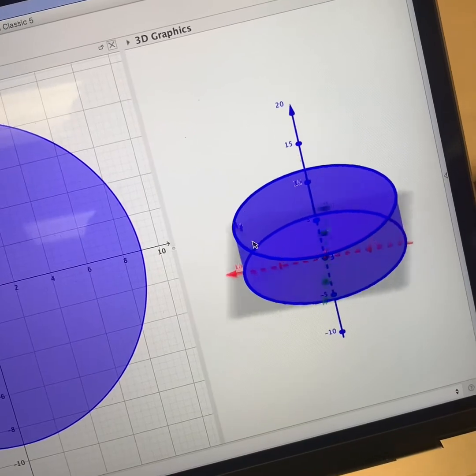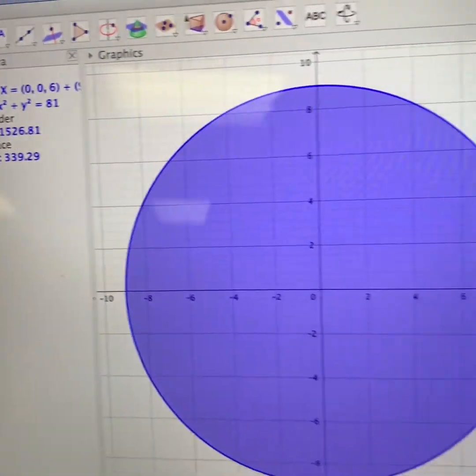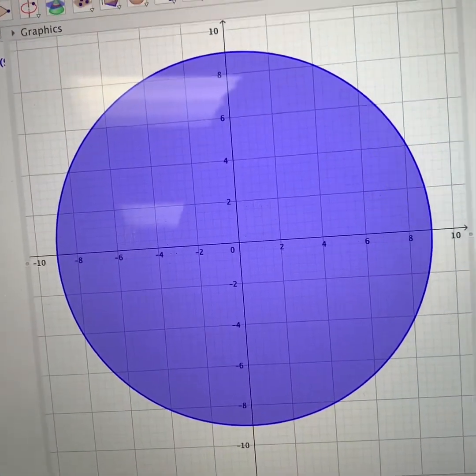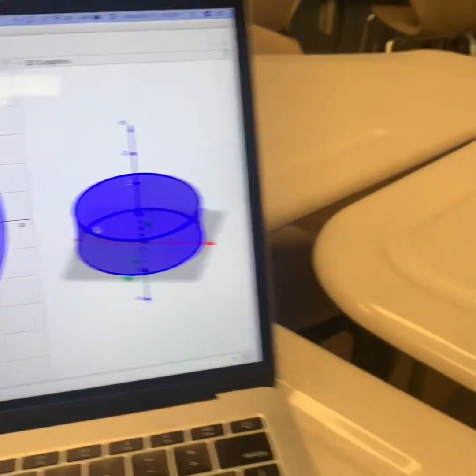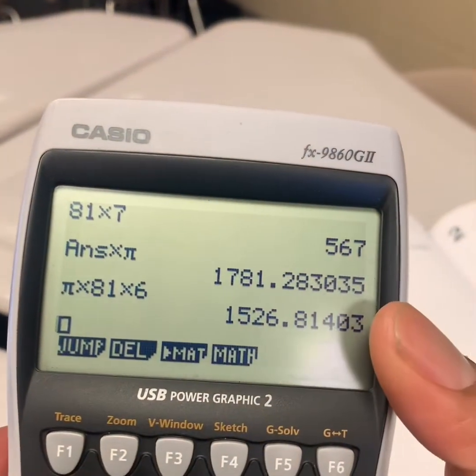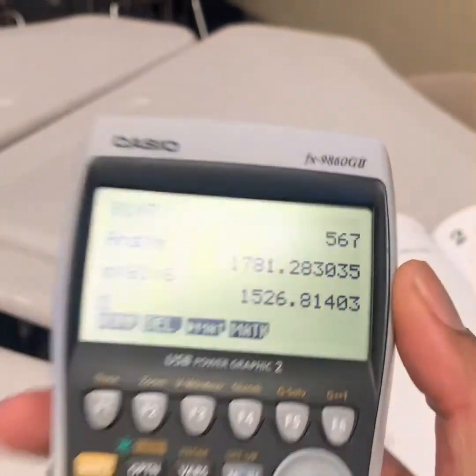This type of problem is an ACT question, so you will have a calculator, or you are allowed to use a calculator. And you can verify the same numbers on your calculator. I have mine right here, and there it is there. So I got the same numbers.